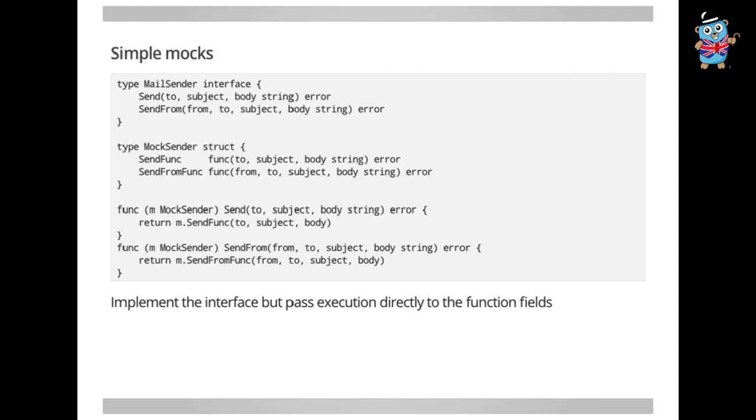Simple mocks. Okay. So here we have an interface called mail sender, and it has two methods, I'm afraid: send and send from. And so this is a nice little trick of creating something that you can use in testing. So you just make a struct that has fields for each method. Because the function's just a type really, you have a send func and a send from func. So these two fields can then be set when you write your test. And then all we do is implement the interface that just calls those functions.